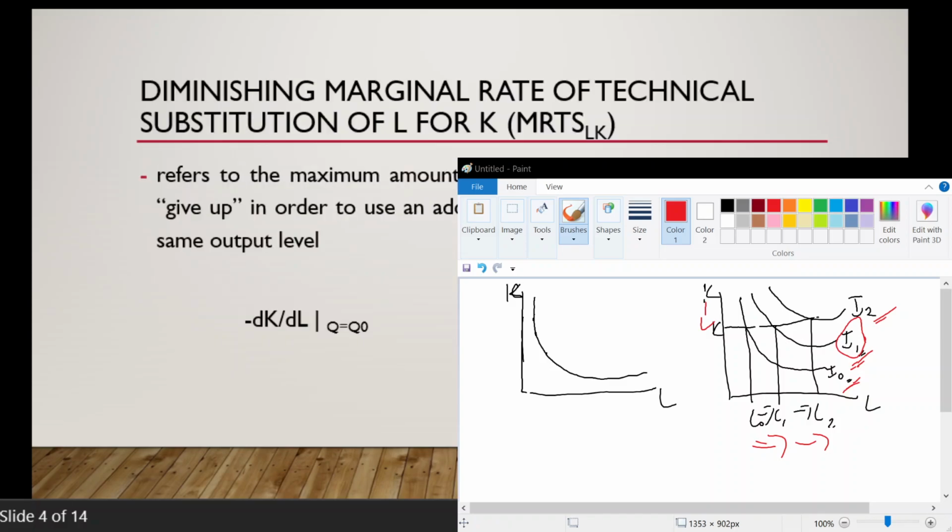Okay? So, ito na. Diminishing marginal rate of technical substitution.